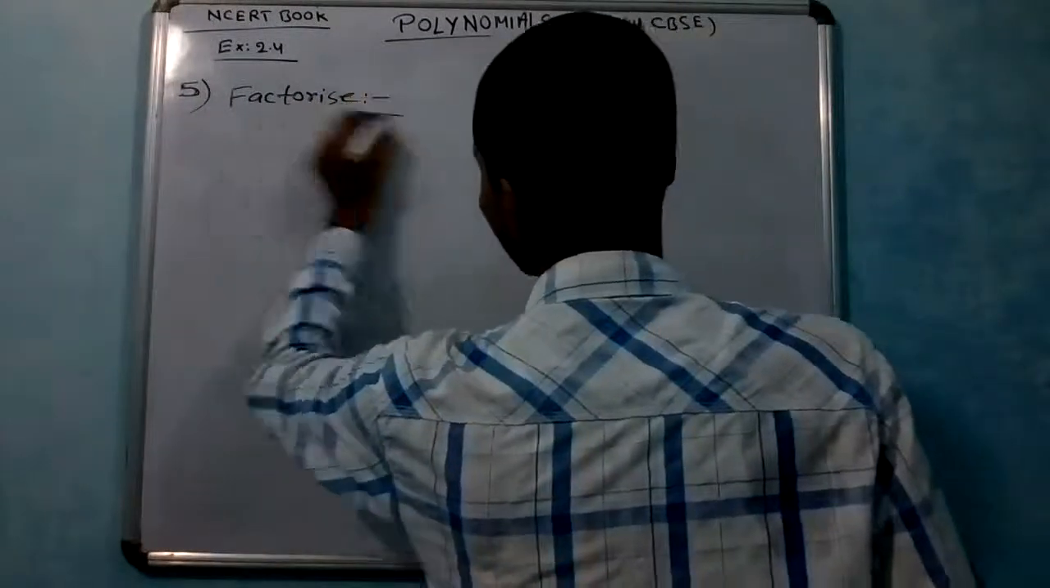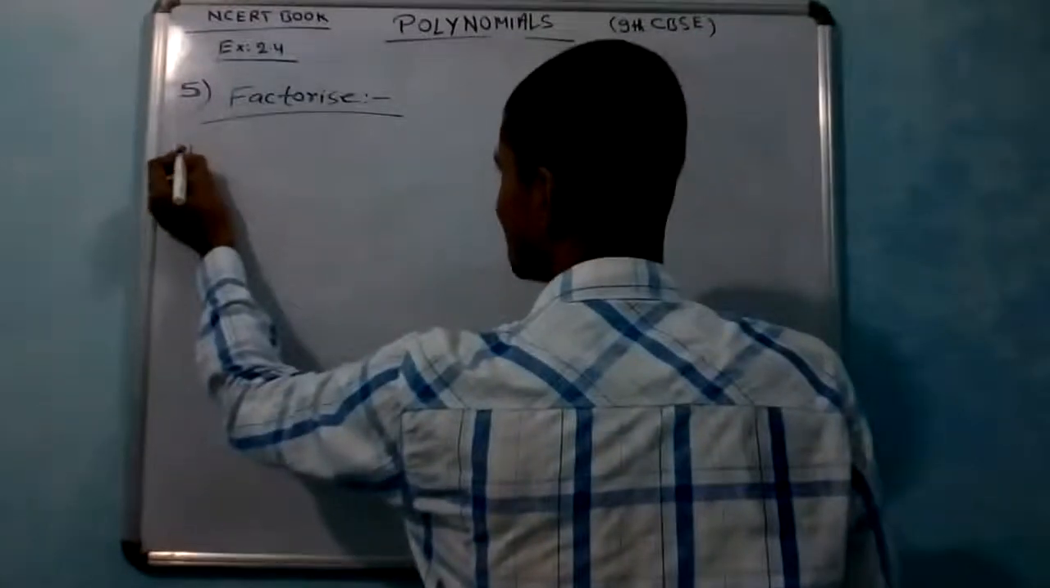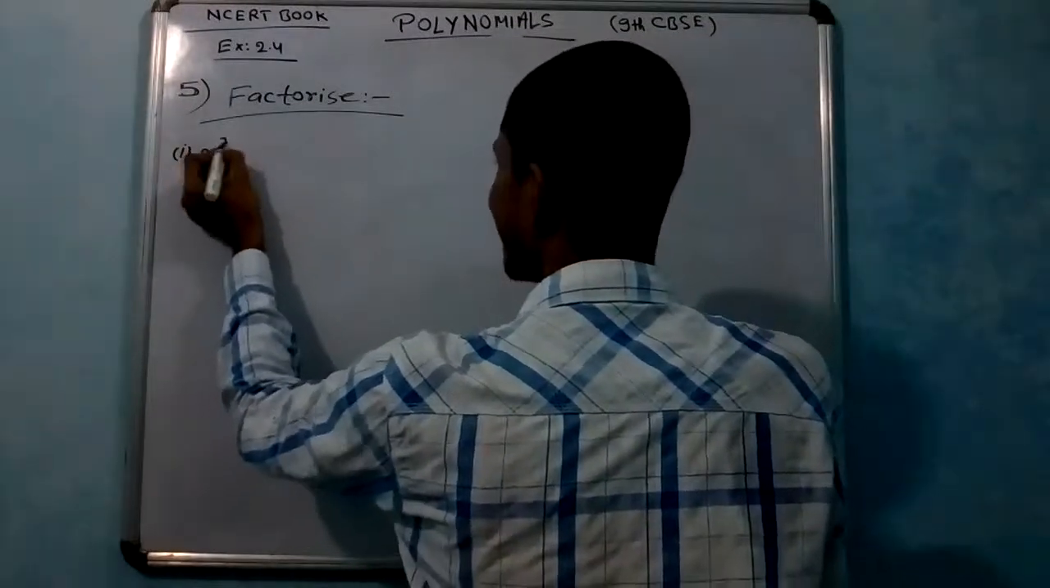Come on, factorize. X cube minus 2x square.